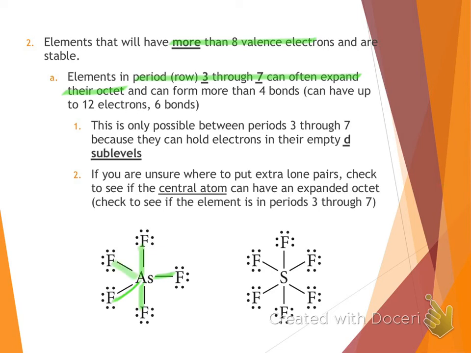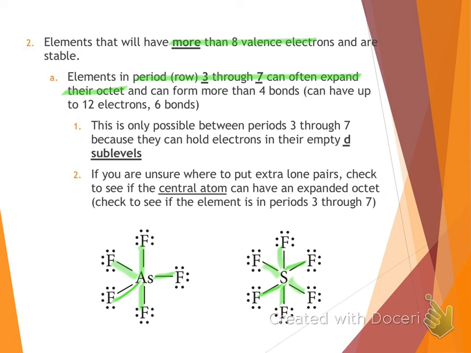Well, that's okay. Arsenic is in the 4th period. It's in the 4p3 spot. It still has all those empty 4ds that it can use to bond with. Sulfur here has 12 valence electrons, which is also okay. Sulfur sits in that 3p4 spot, but all of its 3ds are still there and empty, so that's where these extra electrons are going to go for bonding.